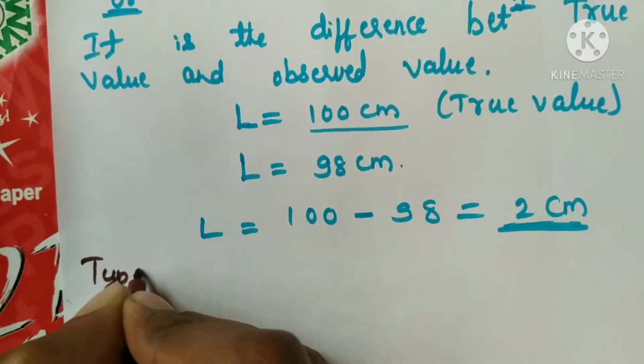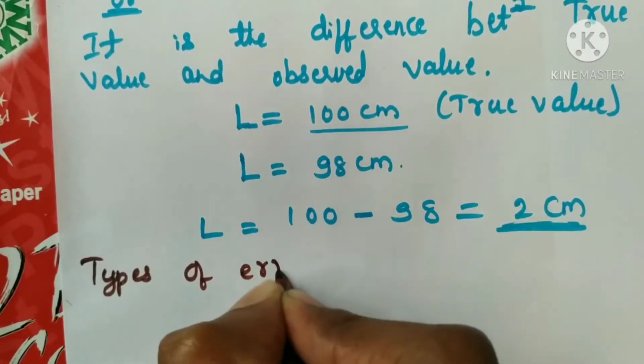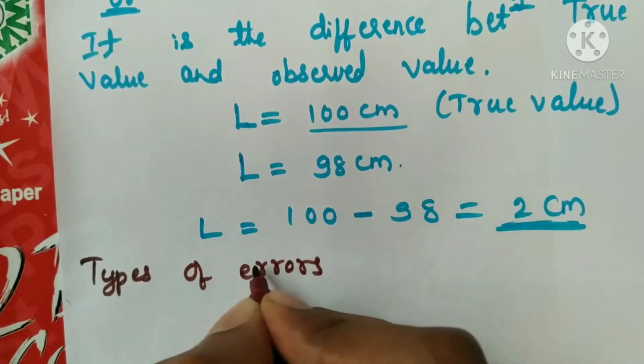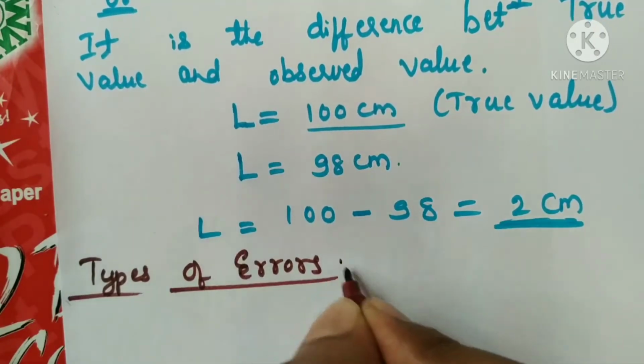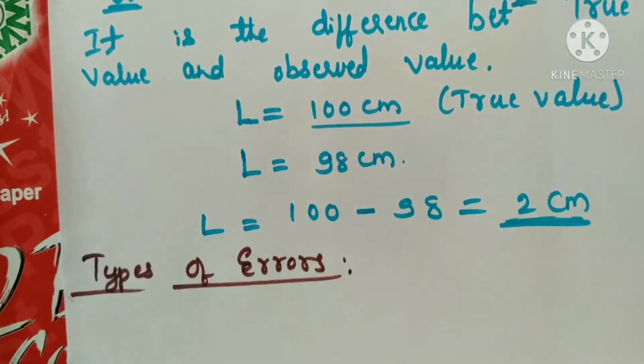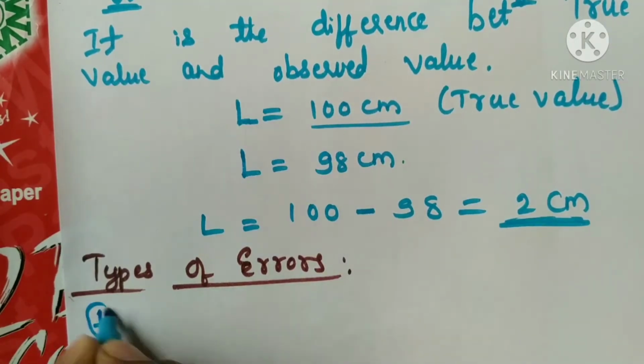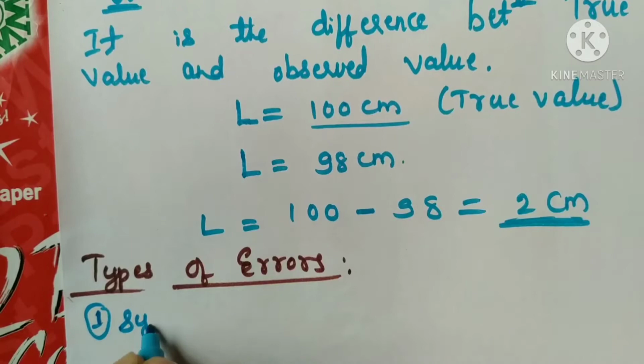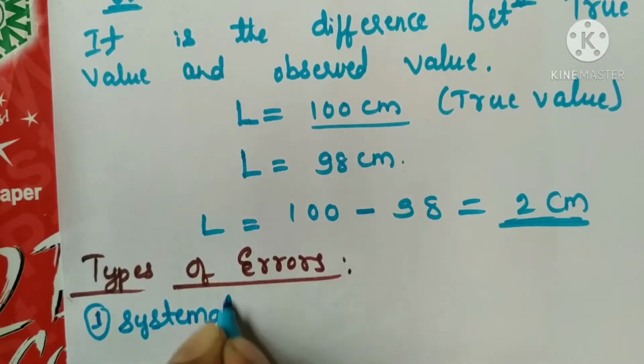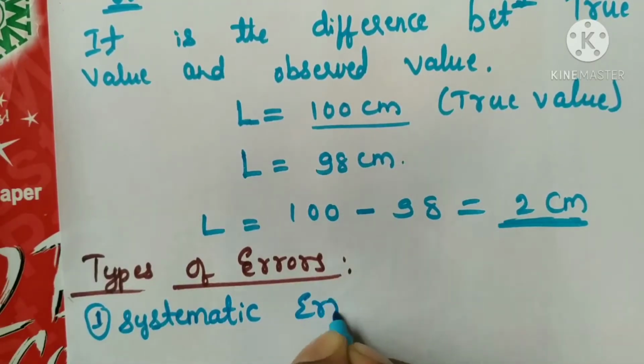Types of errors. So actually there are mainly two types of errors. First one is systematic error.